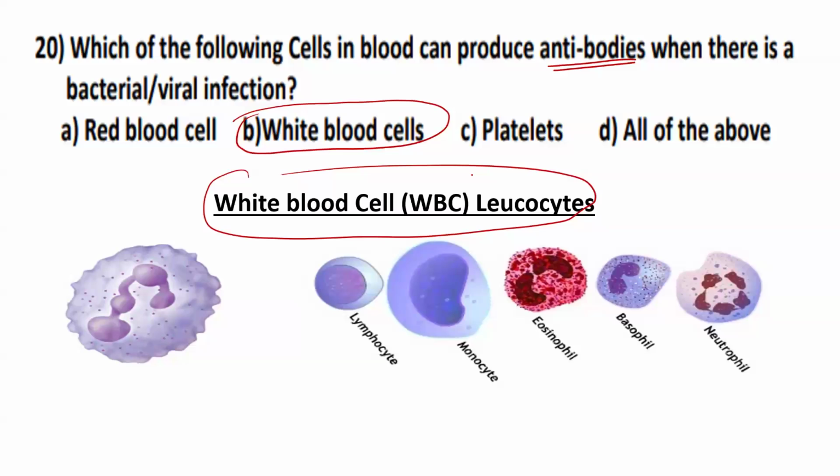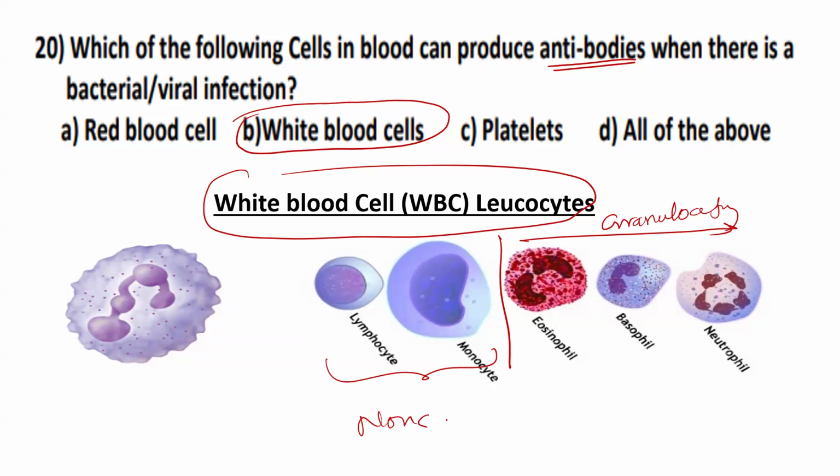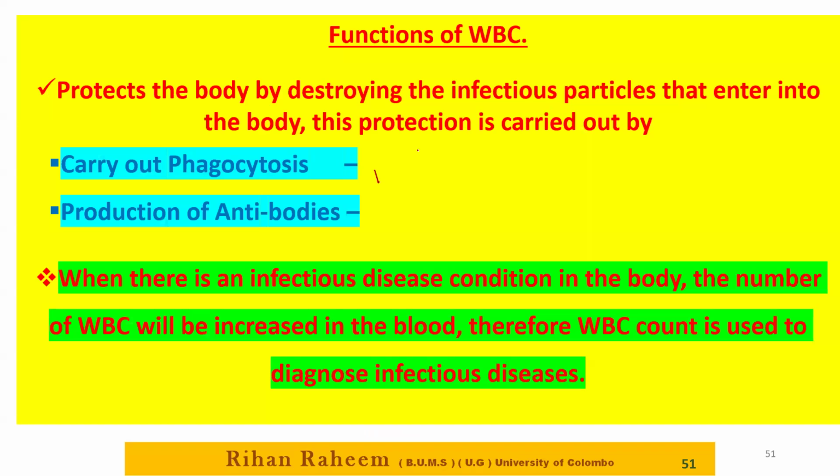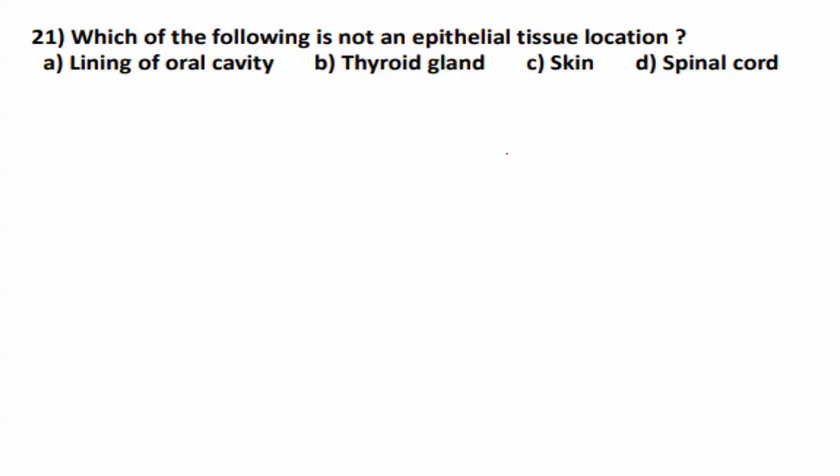Yes, there are 5 types of white blood cells. Generally, these 3 are called granulocytes. These are non-granulocytes. Granulocytes are easy to remember: Ben 10, and this is ml. You all know the function of white blood cells: carrying out phagocytosis, producing antibodies. That means all these fight against the pathogens.